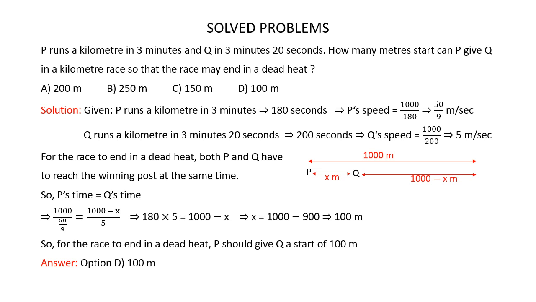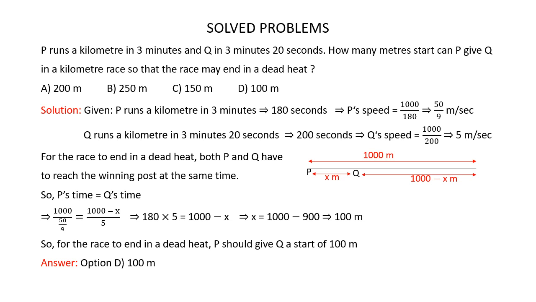So now here P's starting point is at this position. P gives a start of x kilometers to Q. So Q's starting point is at this point. Now P and Q both will start at the same time and reach the winning post at the same time, so that the race ends in a dead heat.